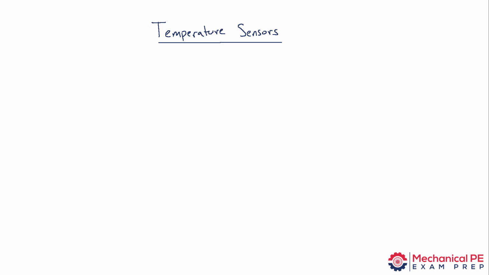Temperature sensors. There are 3 different categories of temperature sensors covered in the reference handbook: resistance temperature detectors, or RTDs, thermistors, and thermocouples. We'll go through all 3 of those in this video. So let's start with resistance temperature detectors, or RTDs.